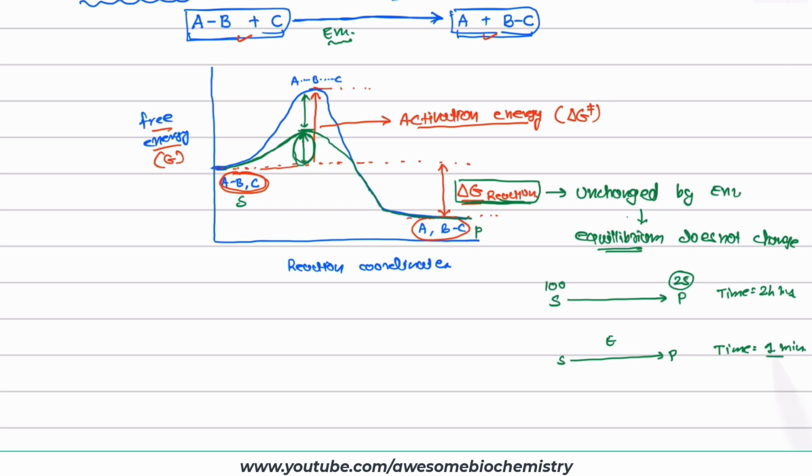But although this reaction occurs fast, it will not change its equilibrium. That means 100 substrates will be able to give rise to only 25 products, whether the enzyme is there or not. So here also 100 substrates will be able to give 25 products. The only difference the enzyme makes is on the time scale. So you can say that velocity is increased. So I think that energy changes in chemical reactions are clear to you.